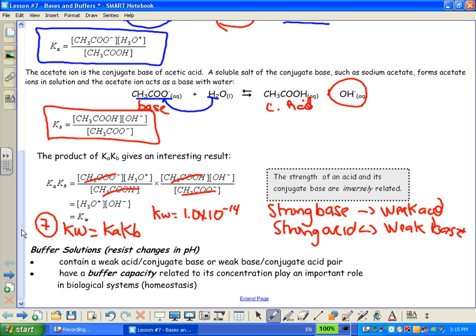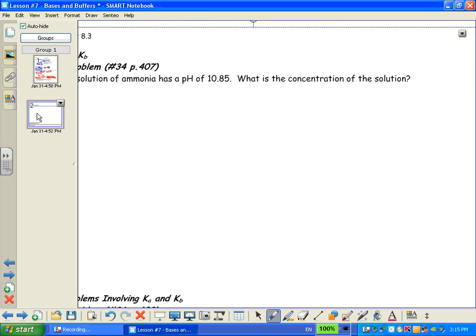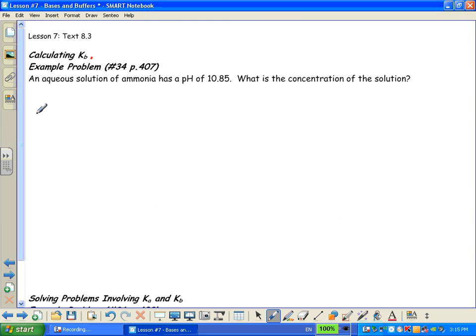Okay, so we're going to go and do practice problems together. Looking at this one here, it's on page 407 in your textbook. It's going to be question number 34. So an aqueous solution of ammonia has a pH of 10.85. What is the concentration of that solution?